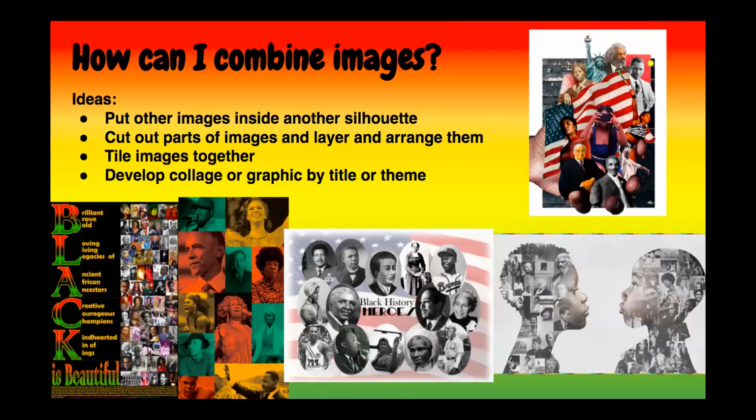And how should you combine the images? Like I said, you can do abstract like what I did. These are some other examples that are kind of cool. You can put other images together like the one in the bottom corner inside another silhouette. So you can take one big picture and then fill it with smaller pictures. And you can cut out parts of images and layer and arrange them. You can tile images together. You can also develop a collage or graphic, like see how they're all in ovals here, and create a title that develops a theme. You can also just use colors and pictures. It's totally up to you what you'd like to do. So I'm giving you guys a lot of freedom to experiment with the different tools. And what I'm looking to see in the work is just that you've experimented and tried different things in Photoshop.